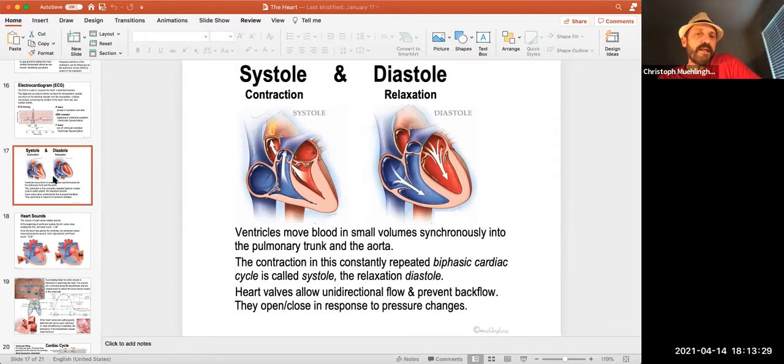And so you could see that number when you do blood pressure. You look at the higher blood pressure, that's the systolic blood pressure, and then you look at the lower number of the blood pressure. It's two numbers, right? And then the lower number is the diastolic blood pressure.